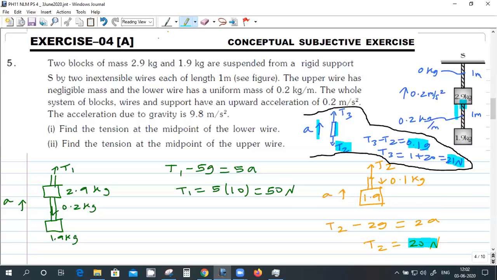So that's why they give the condition the string is massless in most of the problems. Once the string is massless, if you draw the free body diagram of the string, m into a is 0. So that's why the tension at any two parts of the string should be the same. Otherwise, the string has to be at rest. Even if it has mass, if it is at rest, the tension will be the same throughout, because in that case, acceleration is 0.